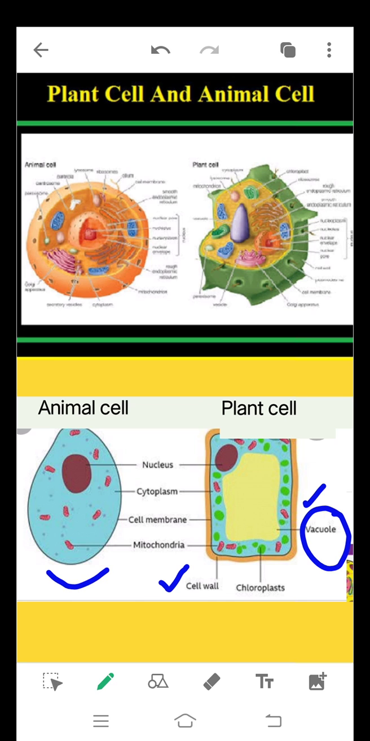And due to such location of the vacuole, the nucleus location also changes. As you can see, in the plant cell, the nucleus is shifted towards the periphery, whereas in the animal cell it is generally located in the center. Another difference is the presence of chloroplast in plant cells. As I just told you, children, chloroplast is found only in plant cells. It is absent in animal cells. So these are some of the differences that we can see in plant cell and animal cell.